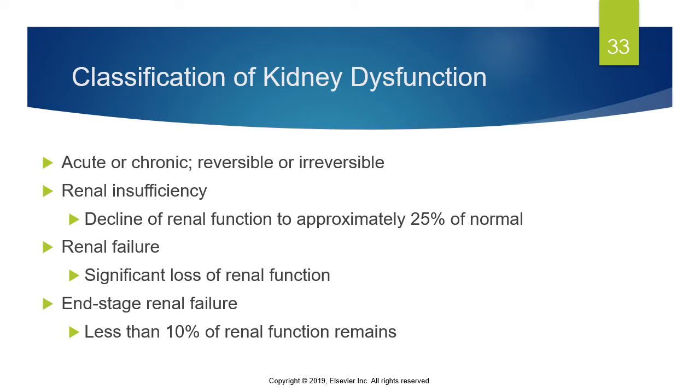The terms renal insufficiency, renal failure, uremia, and azotemia are all associated with decreasing renal function, but they're not specific in relation to the cause of the kidney disease. So generally, renal insufficiency refers to a decline in renal function to about 25% of normal, or a GFR of 25 to 30 milliliters per minute, and the levels of serum creatinine and urea are only mildly elevated.